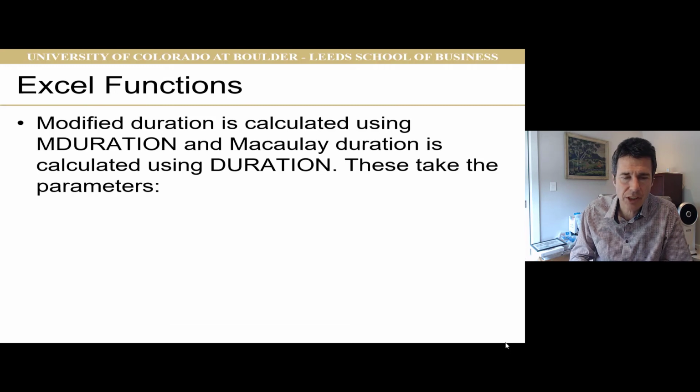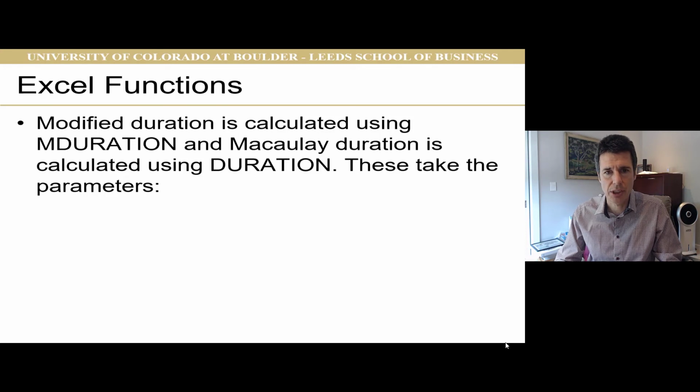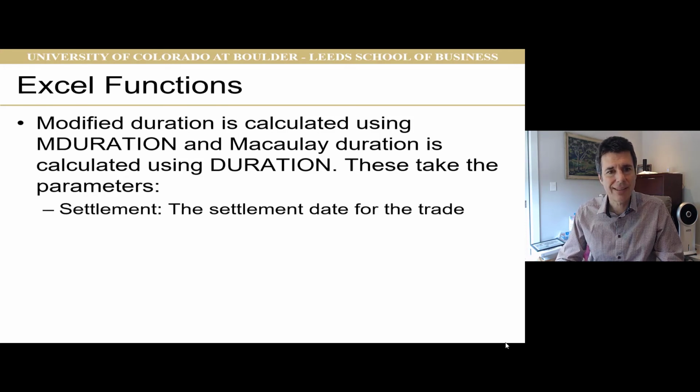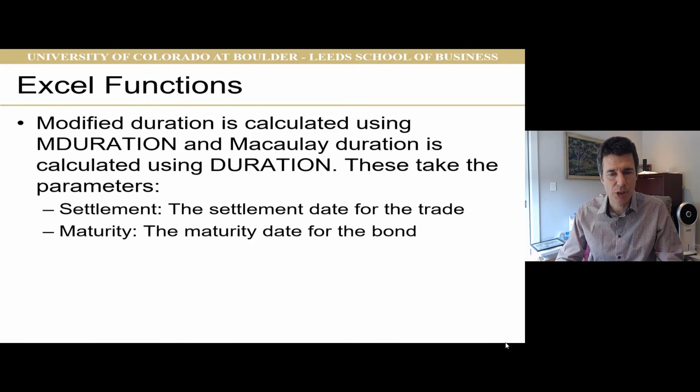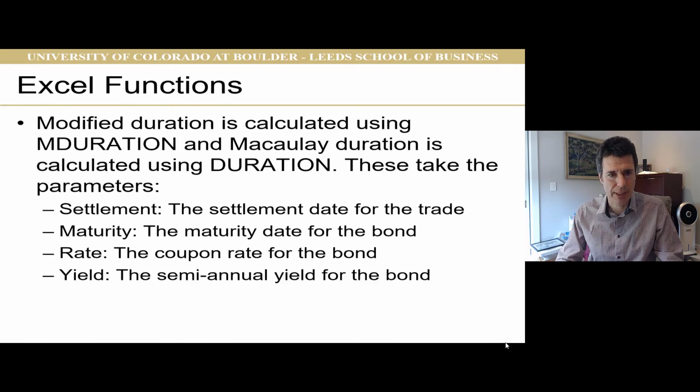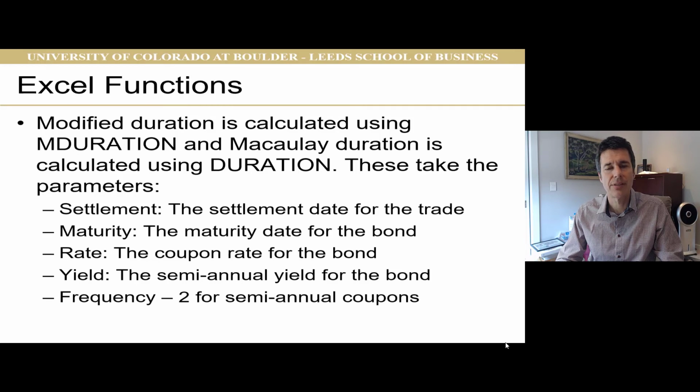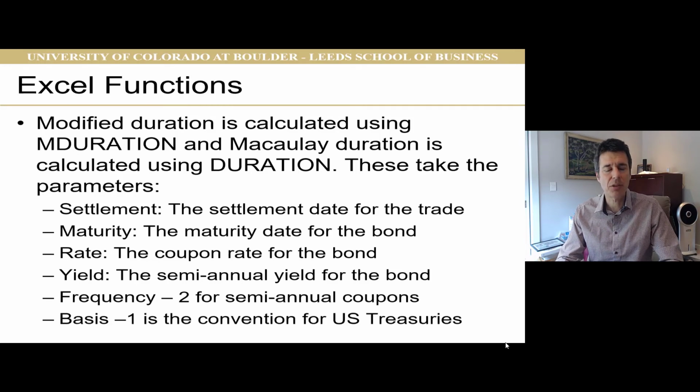Okay, the Excel functions we're going to use: modified duration is calculated using MDURATION, and Macaulay duration is calculated using DURATION. These take parameters: the settlement date, the maturity date, the coupon rate, the yield, the frequency, which will always be 2 for semi-annual bonds, and the basis, which will always be 1 for U.S. Treasuries.